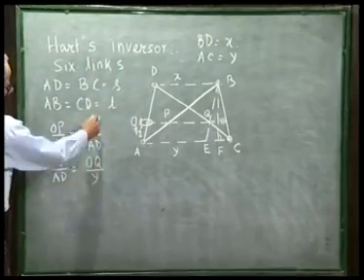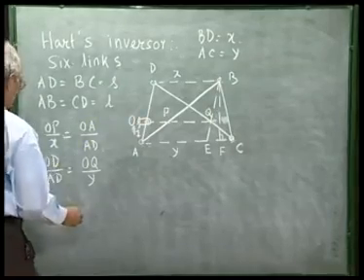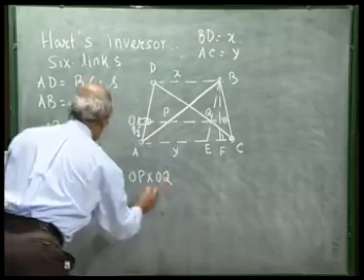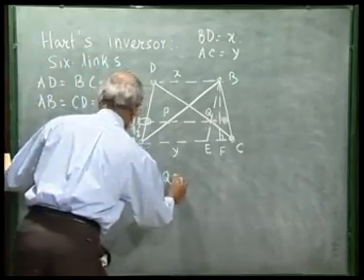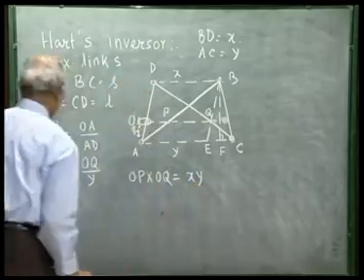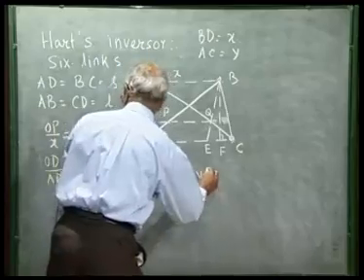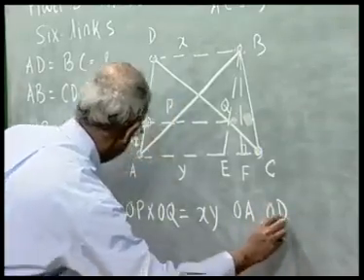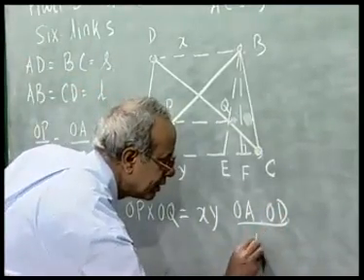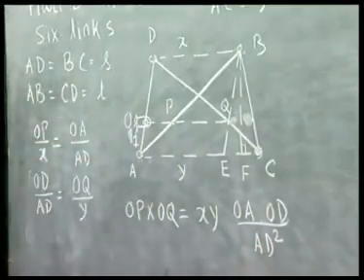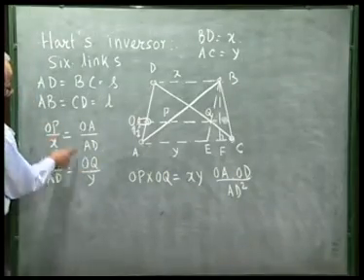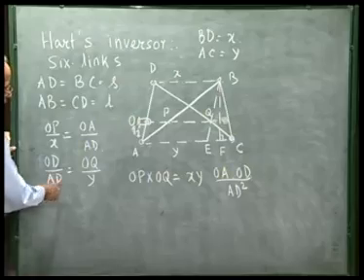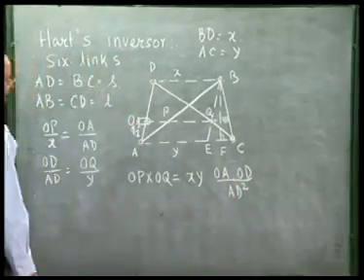Now, let me cross multiply these two equations. Then what we get is OP into OQ is XY into OA into OD divided by AD square. If I multiply these two equations, I get OP into OQ is the same as XY into OA by AD into OD by AD, which is OA into OD by AD squared.